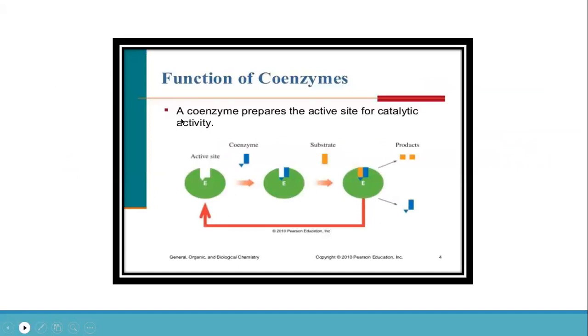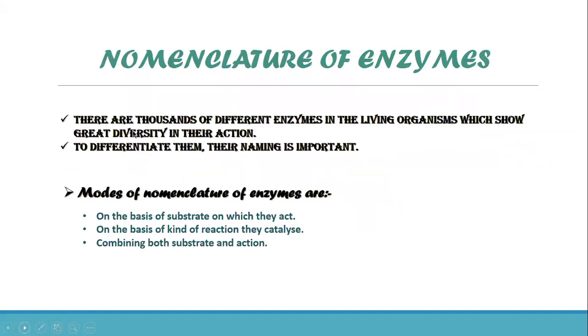Nomenclature of enzymes. There are thousands of different enzymes in living organisms which show great diversity in their action. To differentiate them, their naming is important. We can name them on the basis of the substrate on which they act, on the basis of the kind of reaction they catalyze, or combining both substrate and action.